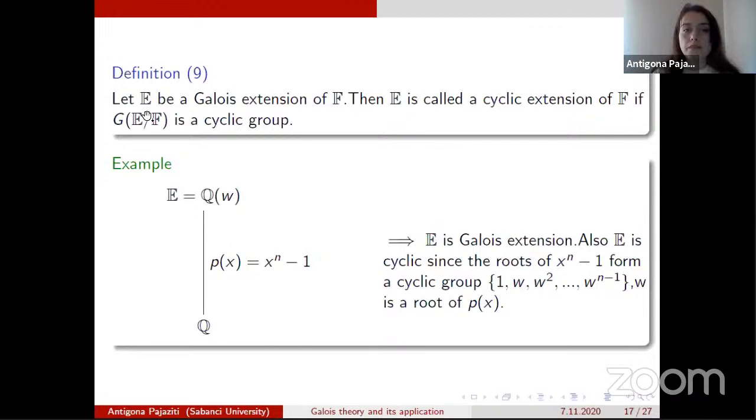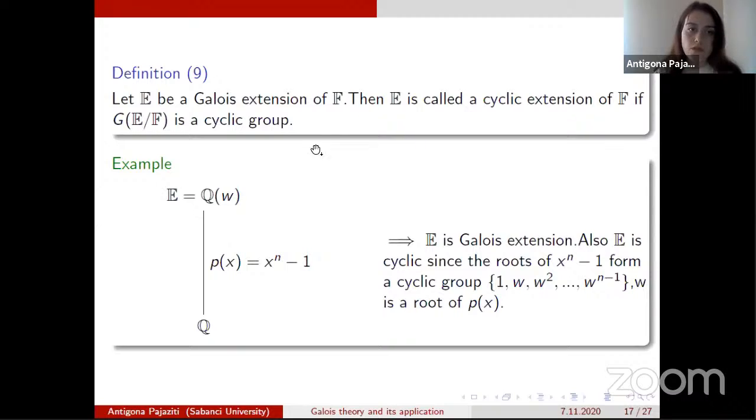Let E be a Galois extension of F, so it is a finite, normal, and separable extension of F. Then we call E a cyclic extension of F if its Galois group is a cyclic group. A cyclic group is a group that is generated by one of its elements.